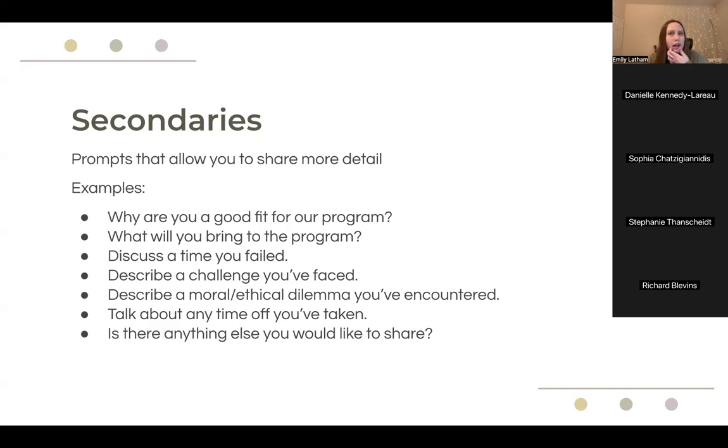And then a lot of them will have, is there anything else that you would like to share? It's usually pretty encouraged to use this prompt to share something. It's just another way for you to help them get to know you better. It's an open prompt that allows you to share whatever else you would like to share, and so it is helpful to fill it out.